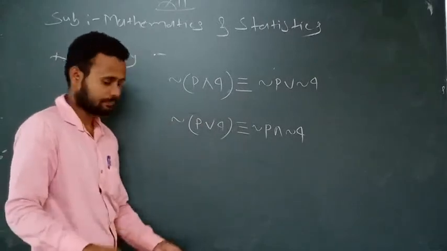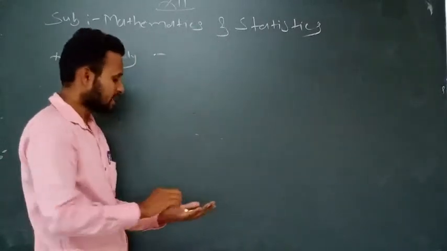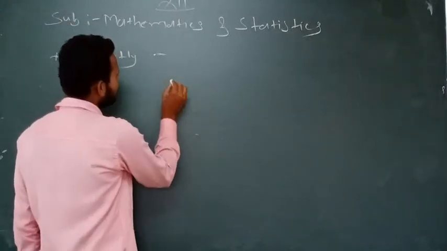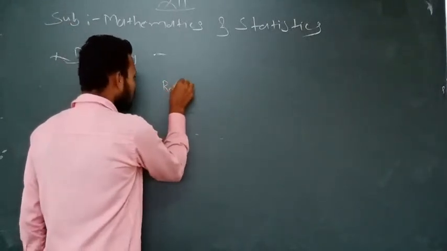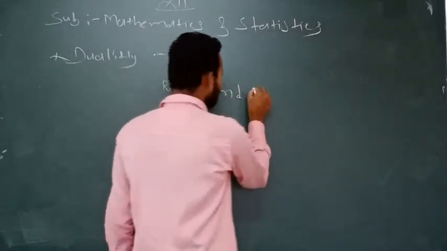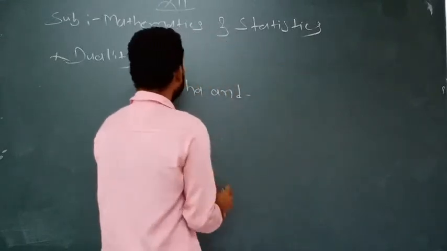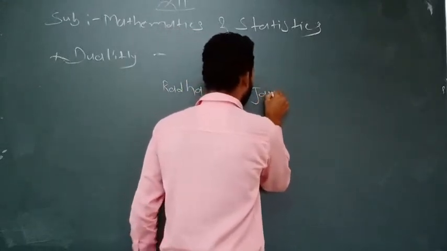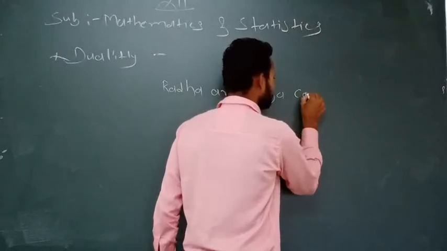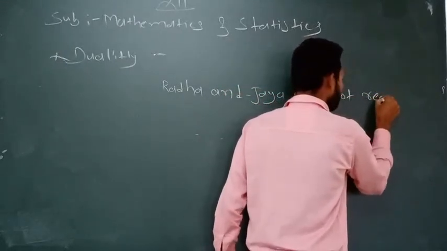The next example. Find the dual of the following statement. The statement is: Radha and Jaya cannot read Urdu.